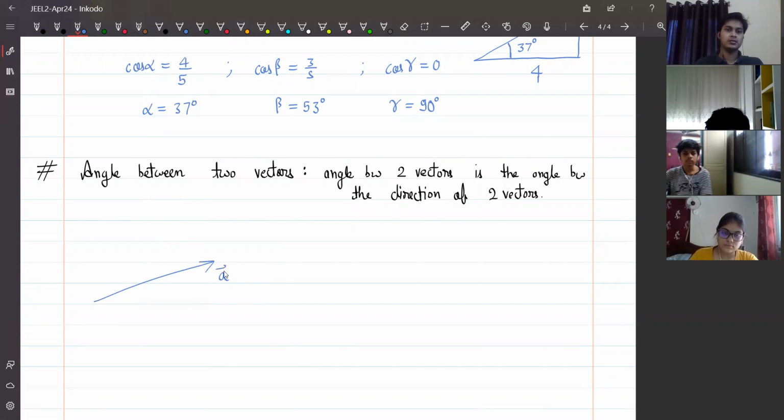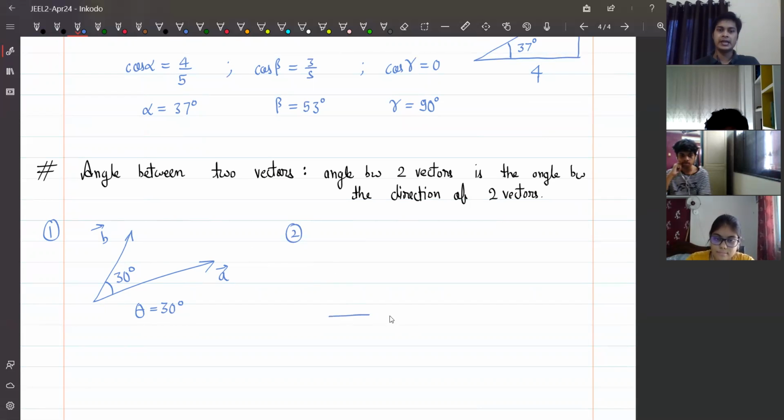First vector and the second vector. And this angle is given as 30 degrees. So the angle between them is simply 30 degrees. No doubt about it. But if I have a case like this, let us say A vector is like this and B vector is like this, and this angle is given as 135 degrees.